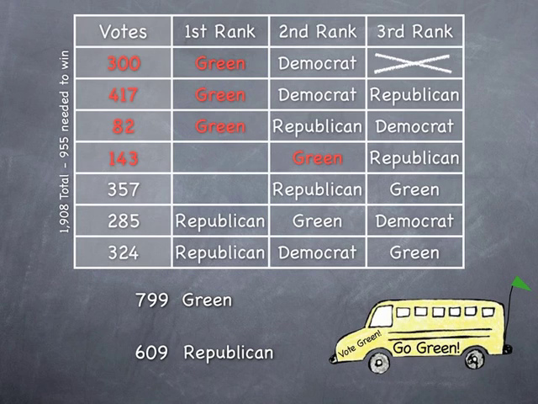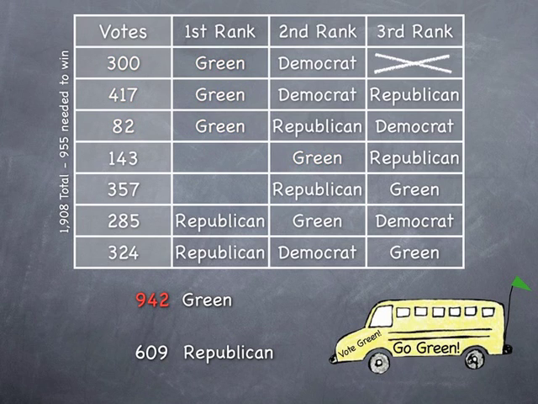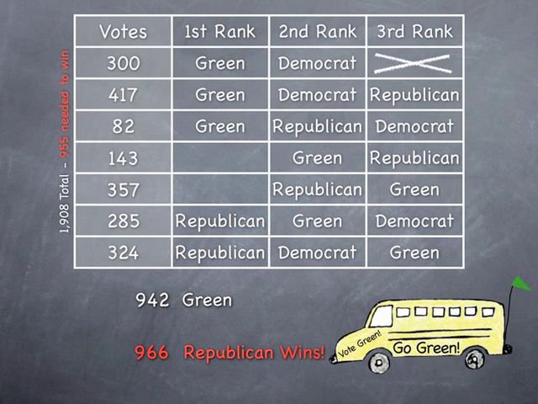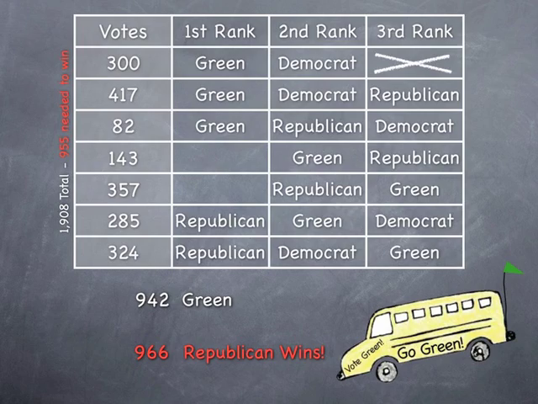In this case, 143 votes go to the Green Party candidate. That's added to the 799 that they already have, which gives them 942 votes. Because no votes are wasted, we'll take a look at those who voted for the Republican as their second rank and redistribute those. So, 357 votes get redistributed to the Republican, giving the Republican 966 votes. The Republican wins. That ain't right.